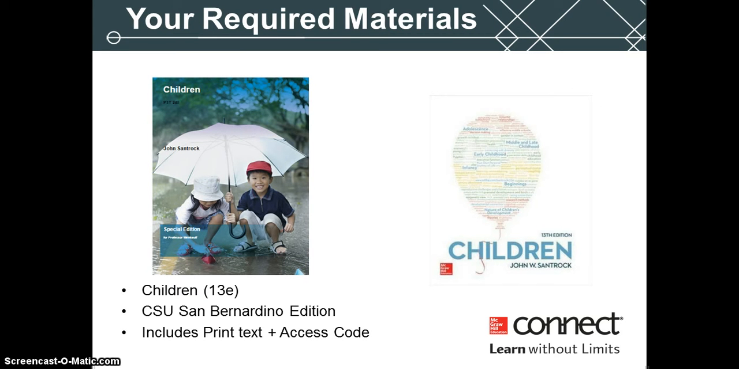Your required materials for this course are Children, 13th edition, by John Santrock. A print text is not required for this class. Please note that Professor Weinkauff has set aside a custom version of this book that will contain both the print text and the access code that's available to you in the Cal State bookstore. That is denoted by the image on the left. The image on the right is what we call the national version of this text. And for the record, it is the very same book as the version that's available to you in the bookstore. You can shop online, but please be aware that everyone will at a minimum need to have the access code.